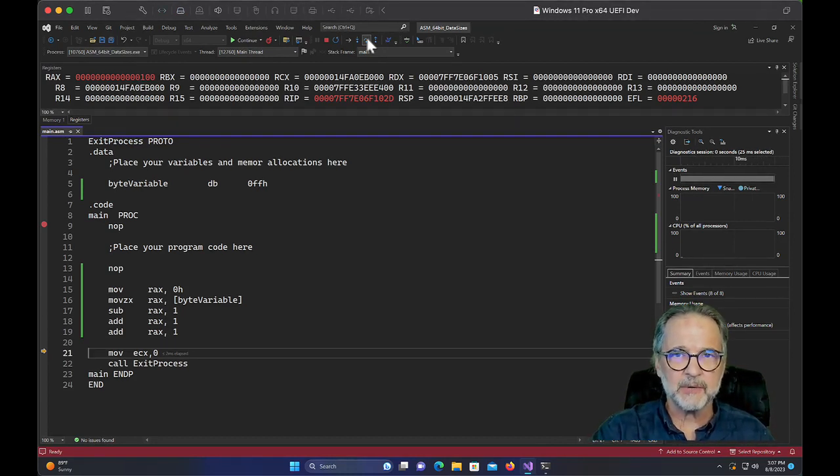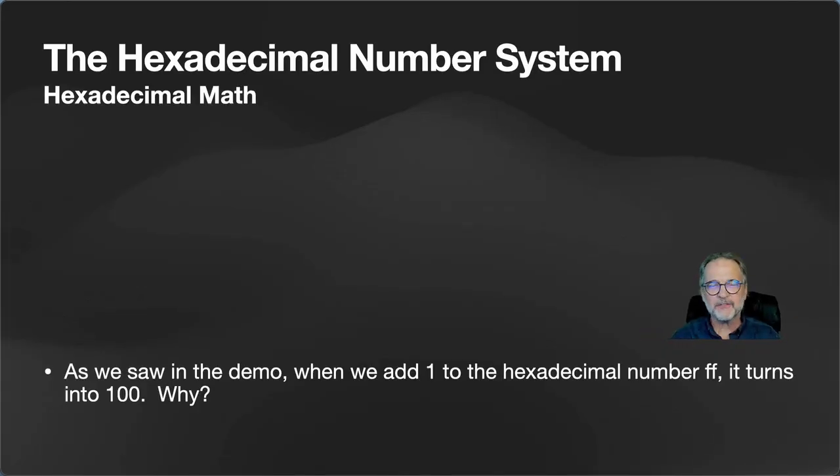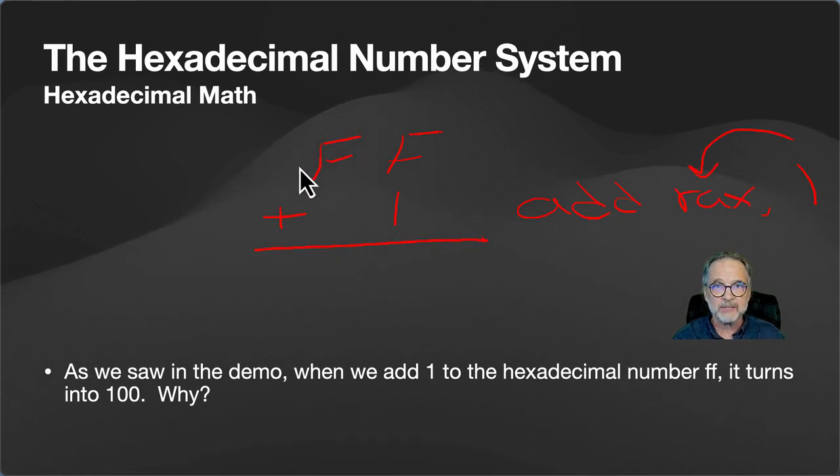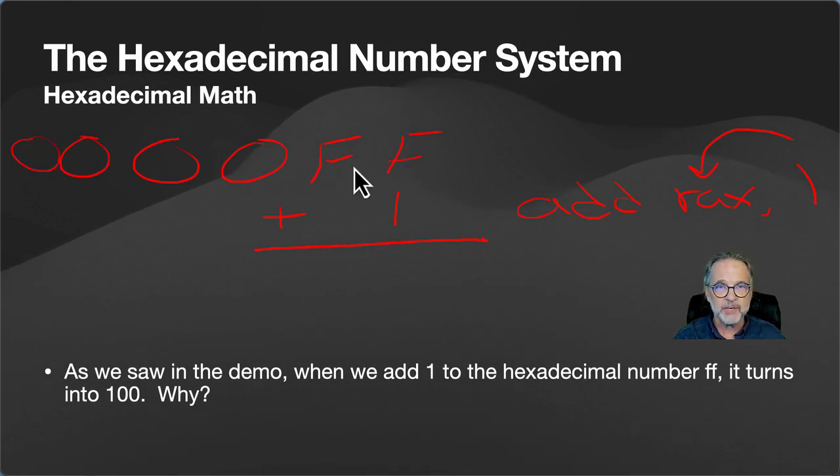What do you mean it turns to 100? What is the math going on here? Why did that FF turn into 100? Well, let's go ahead and play around with that. What has actually happened there? If you remember, in the demonstration we had FF and we added 1. Now, remember we said add RAX, 1. We'll talk more about the add, but what we're doing is adding 1 to whatever is in RAX. And what's in RAX is this big 64-bit number, with all the zeros in front of it and FF at the end. So what happens when we add 1 to that?